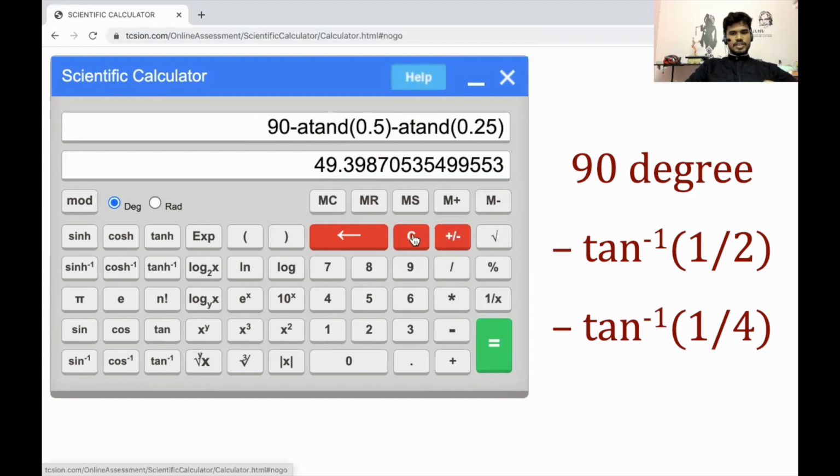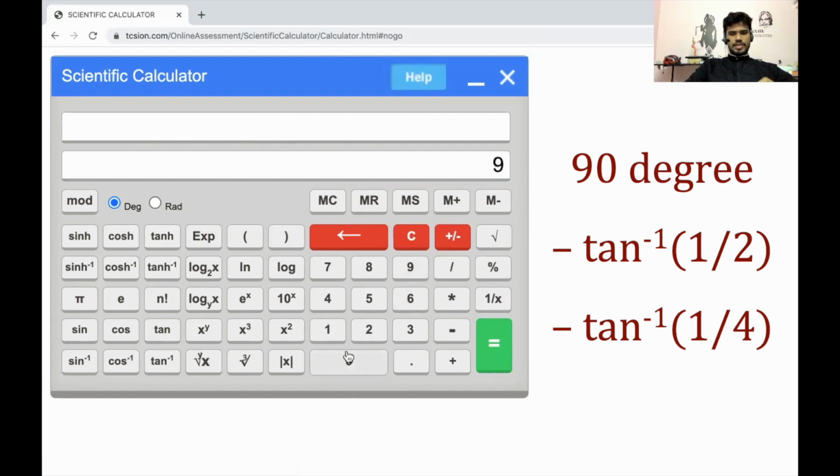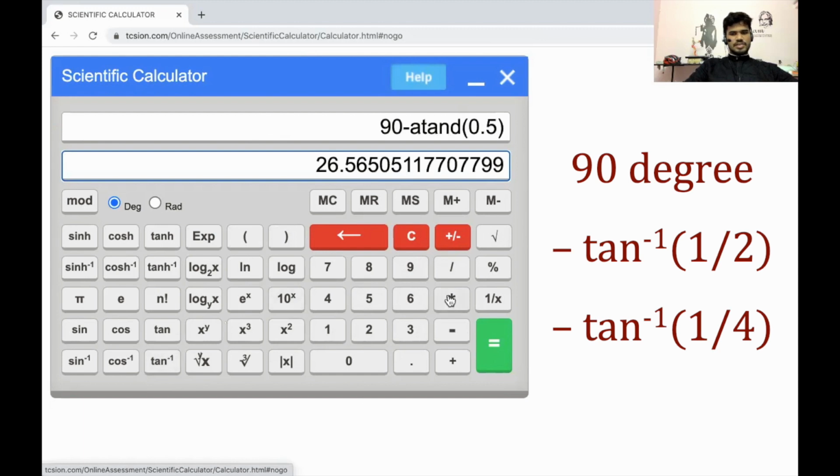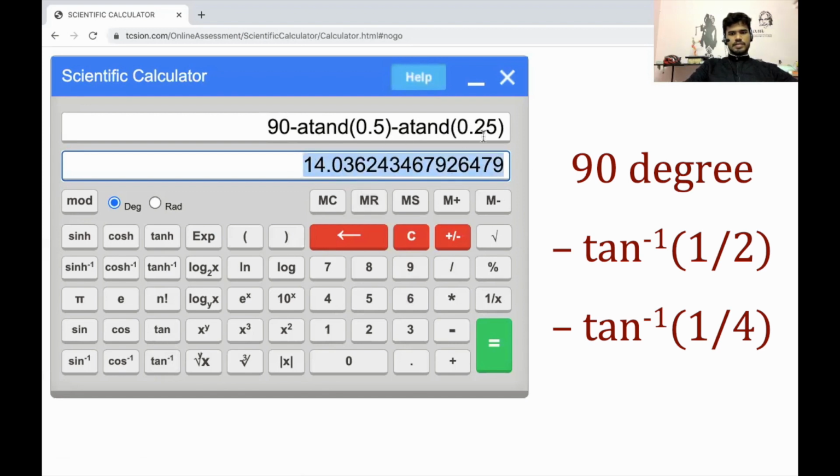Let me quickly show where that is coming from. 90 minus 1 by 2, so 90 minus, at this stage, 0.5 tan inverse of that, minus 1 by 4. Okay, tan inverse of that. At this stage, the answer here is tan inverse of 1 by 4. So if you press equal, you get the answer. Yeah, 49.3. Yes. The answer for that expression.